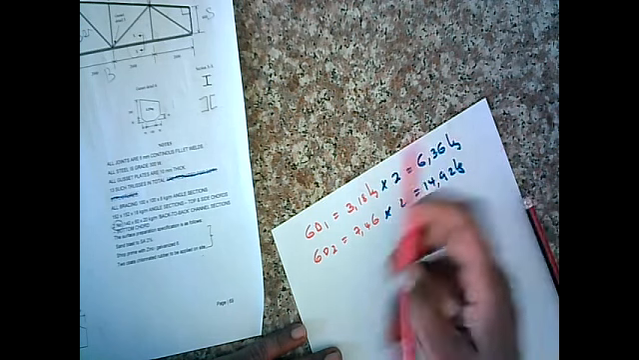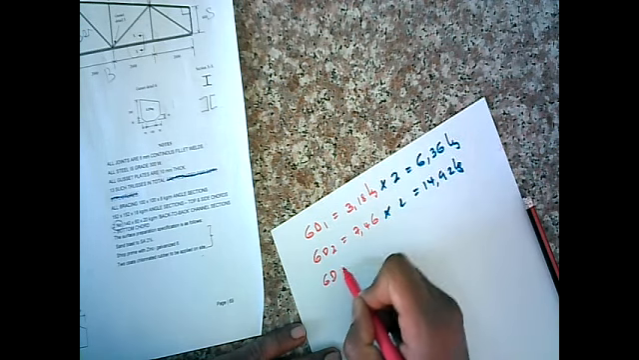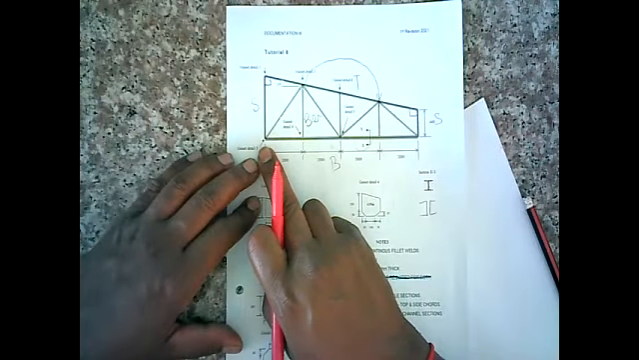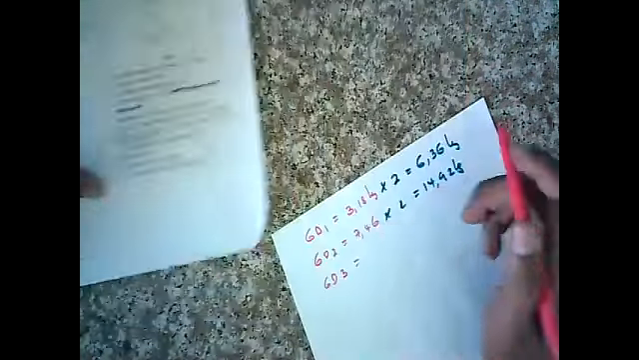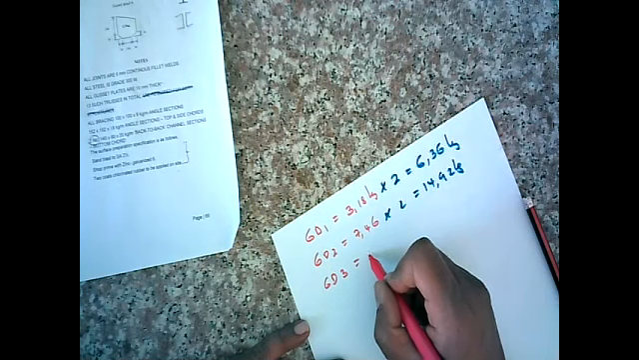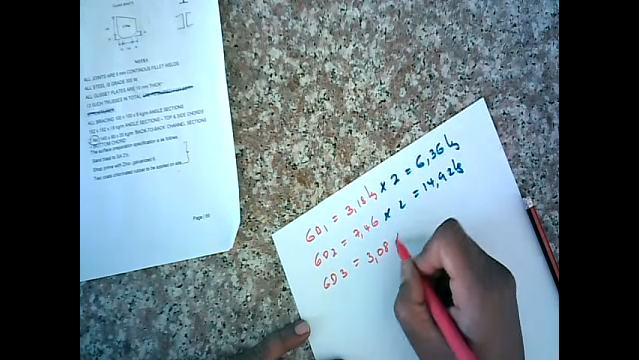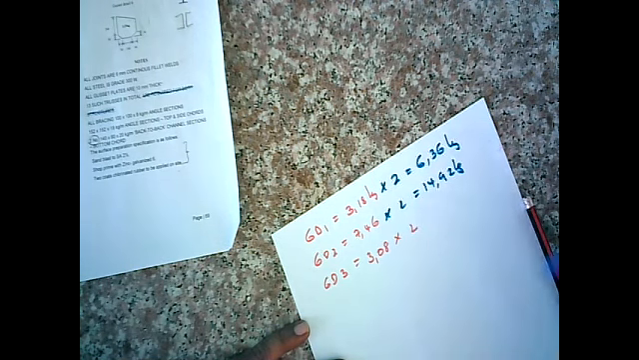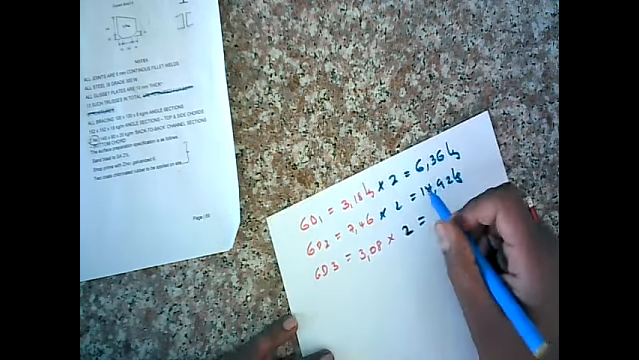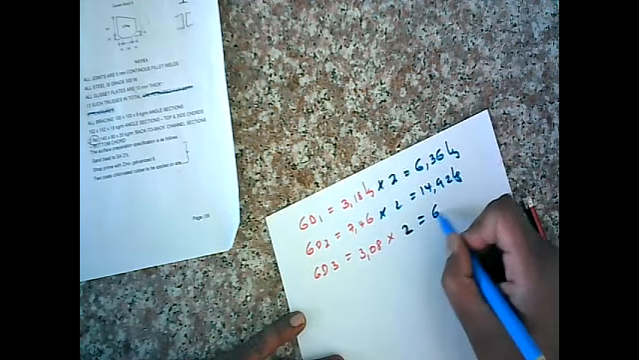All right, moving on, GD3. GD3, where's this guy? Sits there, of course, we can use him here too. So the factor there is also 2. And we're about to get 6.16 kg.